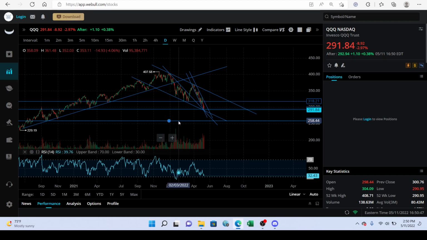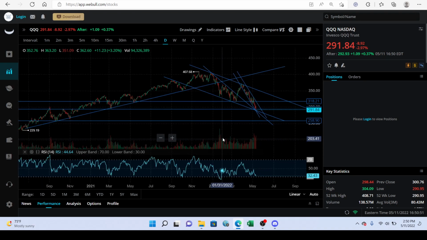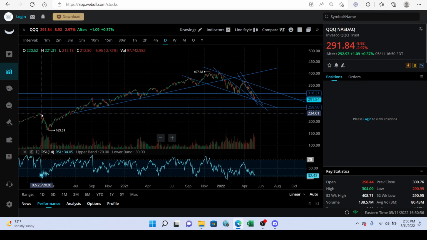I think, no matter what the macros are, no matter how negative things get, you've got to be a buyer at this level right here at 359. Let me just zoom out. At 359, we're pretty damn close to these pandemic highs. So that's another 30 points down.